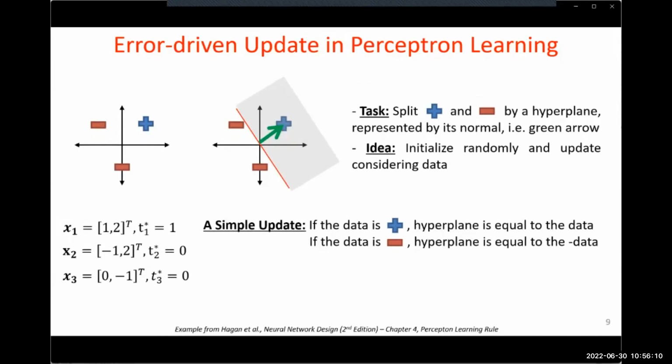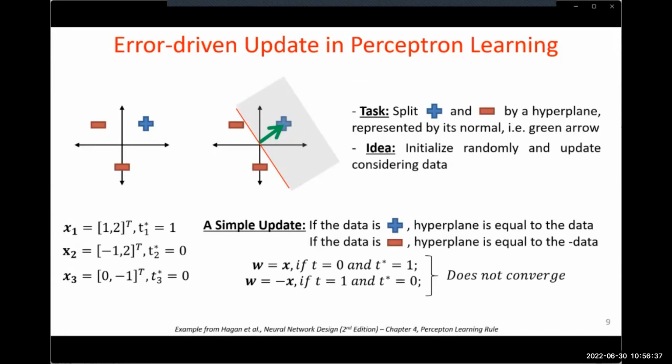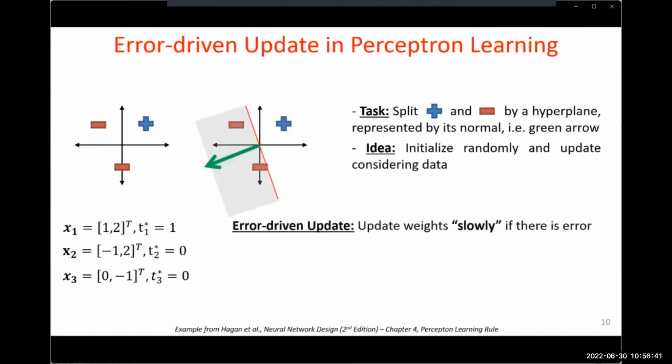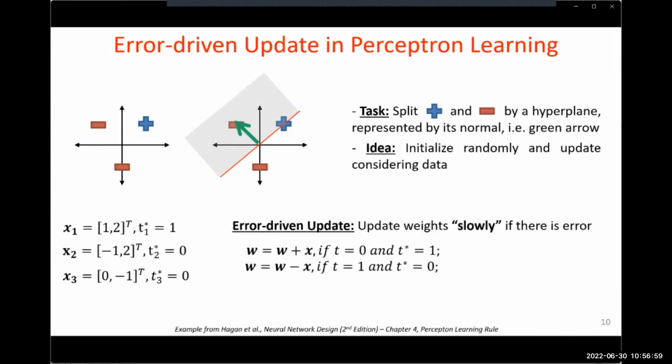One of the most straightforward approaches can be to set the normal vector to the example itself when the observed data belongs to the positive class and the model makes a mistake predicting it as a negative. Else, if the label of the observed data is negative and the prediction is positive, it is set to the opposite direction of the example. However, with such an update rule, the normal vector will oscillate and not converge. Instead of these large changes, error-driven update aims to update the weights slowly when the model makes a mistake. For example, having observed the positive example in this setting, the normal vector is shifted towards this example slowly. The corresponding error-driven update can be simplified into a single equation such that W is the model parameters, X is the input data, T is the prediction of the model, and T star is the target label of the data.